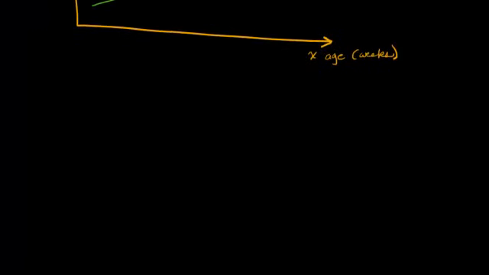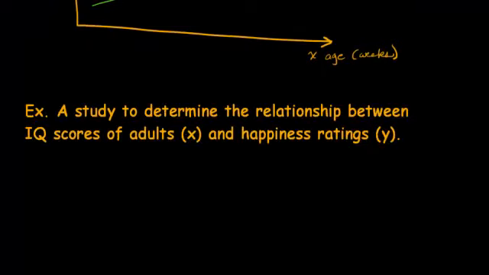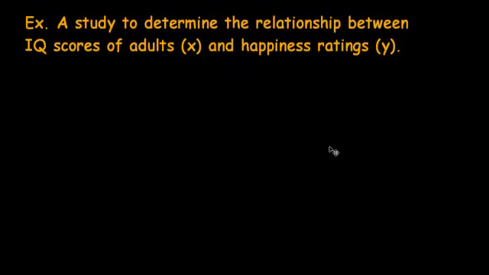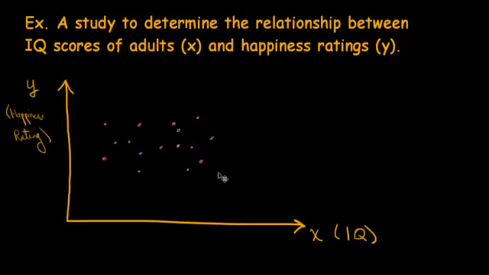Let's look at another example. In this one, we want to see if there's a relationship between IQ scores of adults and their reported happiness ratings. So here's a plot that might represent that. X is our adult IQs, and Y is that individual's happiness rating. Remember, each point on here is one person, just like it was one baby, age, weight. And this is one person, IQ, happiness rating.